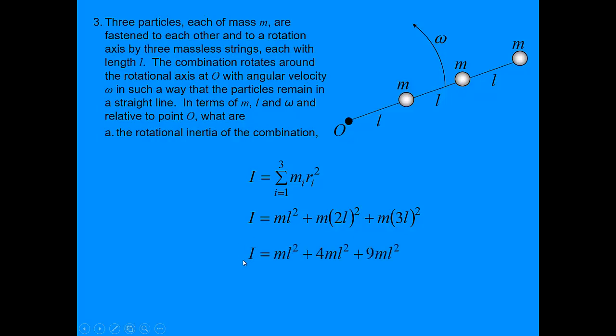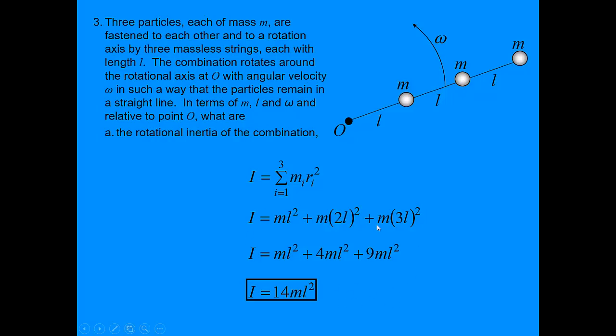Do the math. You get mL squared plus 4mL squared plus 9mL squared for a grand total of 14mL squared. If we knew what m and L was, we'd be done. Does this one make sense? Common technique, you break it up into pieces if you can, unless it's one of the ones that we had to derive in class.